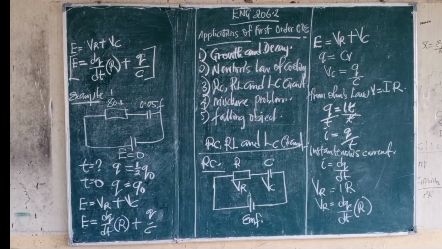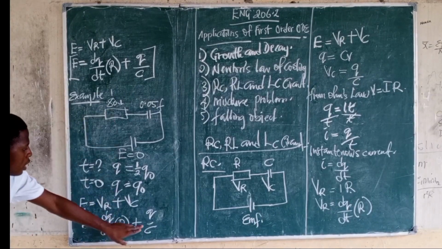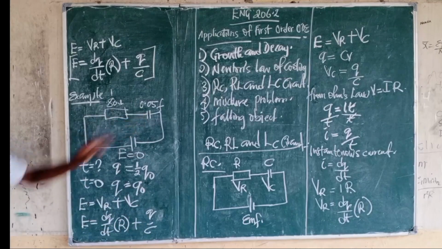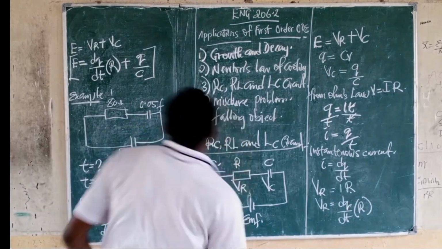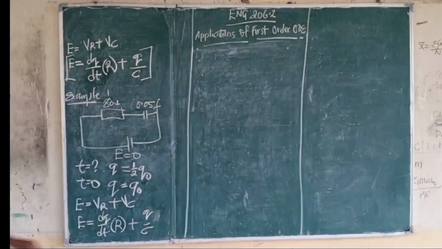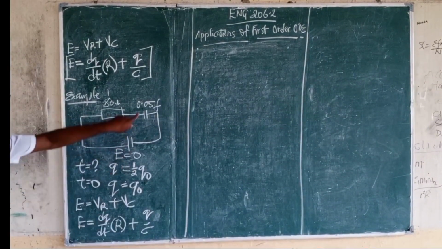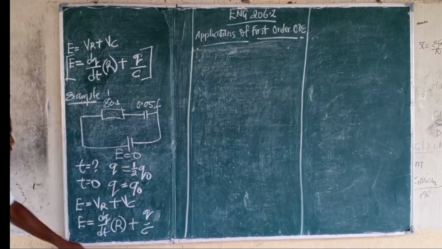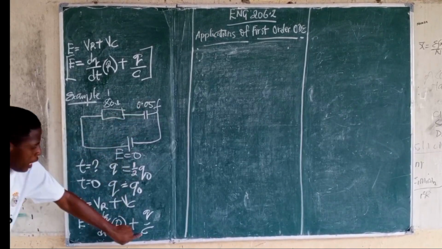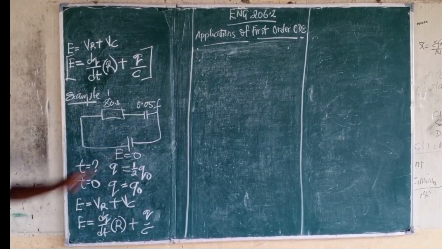But in our question, they gave us our resistor, which is 80, and they gave us C, which is 0.5. Now let's do that. From what we have here, we know our resistor, which is 80. We know our capacitor, which is 0.5. So let's substitute what we have here, and we know our E, which is 0.